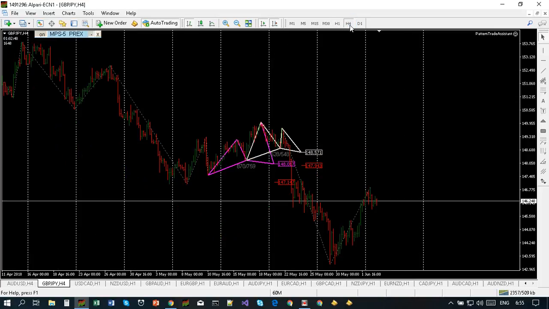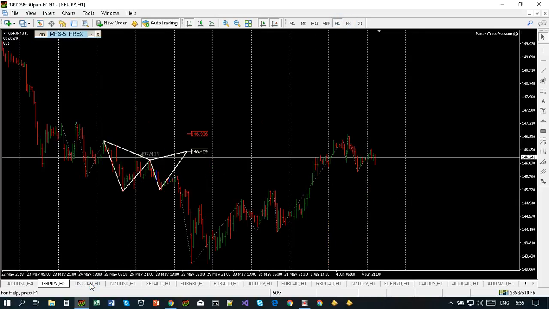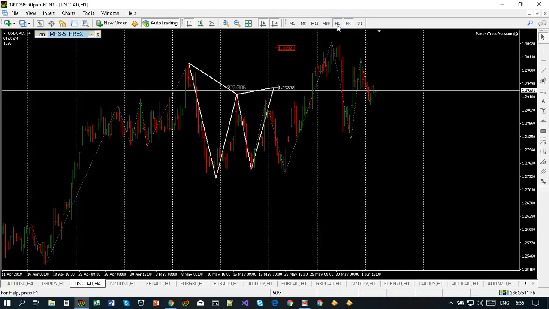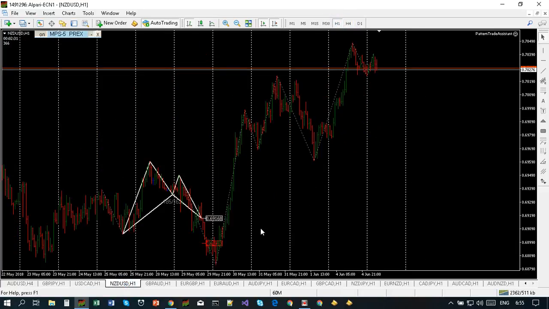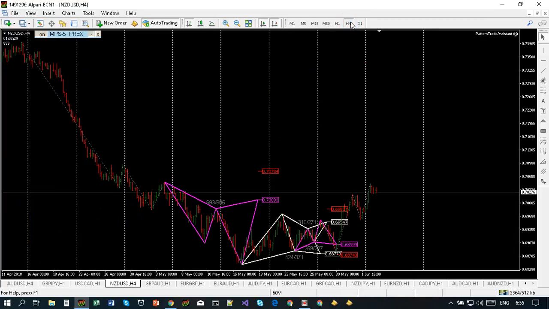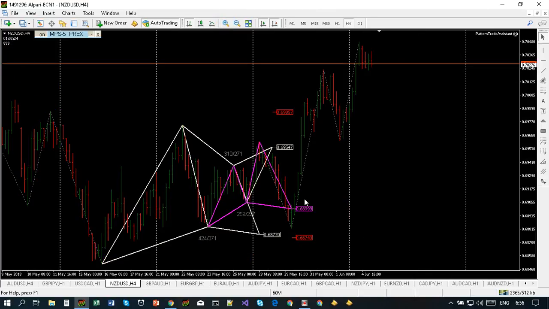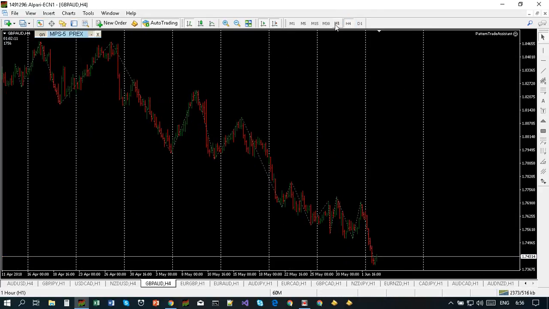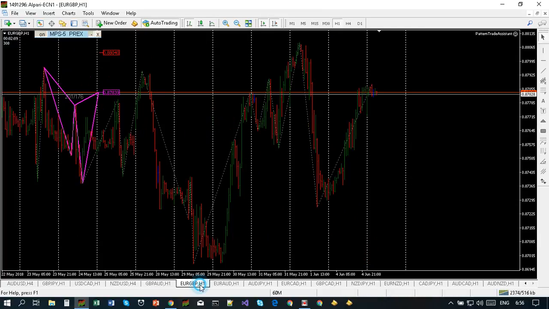Pound yen, 4-hour, nothing. Dollar Canadian, 4-hour, 1 hour, nothing. New Zealand dollar, what is there on 4-hour? It was a wonderful pair for trading on 4-hour. Recently we had this winner, a unified Gartley. We had this winner, a cypher pattern last week. Okay, pound Aussie, 4-hour, 1 hour, nothing and nothing.